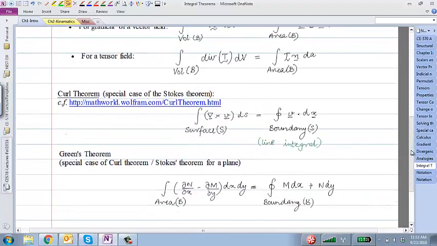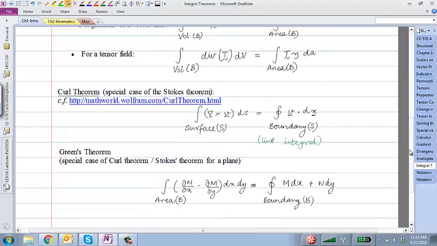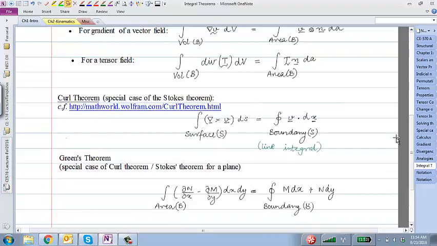Okay. So there are other integral theorems that I will actually skip. We are not going to be making use of the curl theorem or the Green's theorem too much, but I've given you a link and some more information about these things, which you can look up if you ever need to use it.